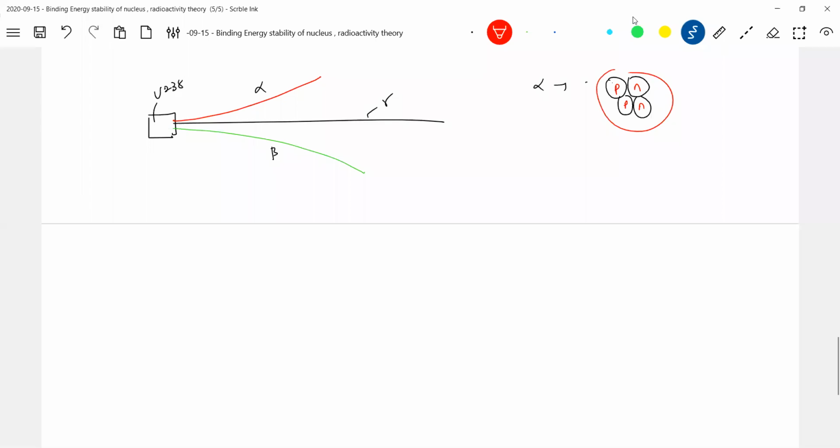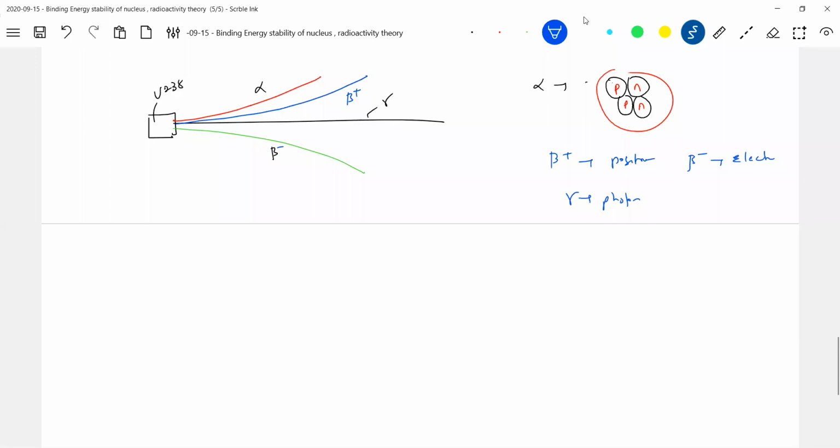Then what about beta? Again, we have two things: beta plus and beta minus. So what is a beta plus? Positron. Beta minus is an electron. And gamma is what? A photon. When I go for this, why are you showing it like this?